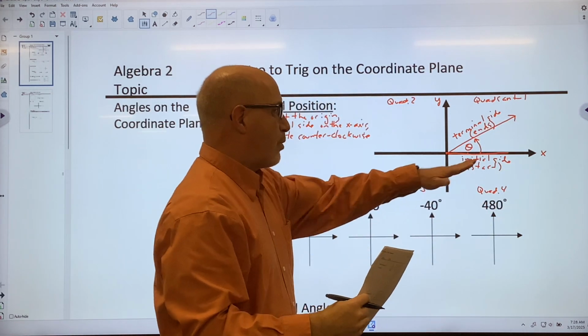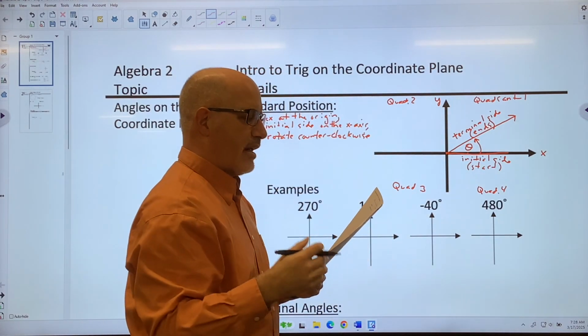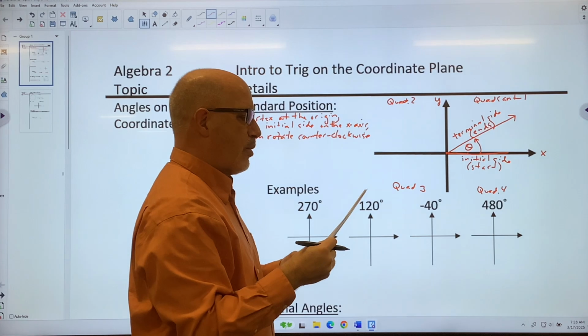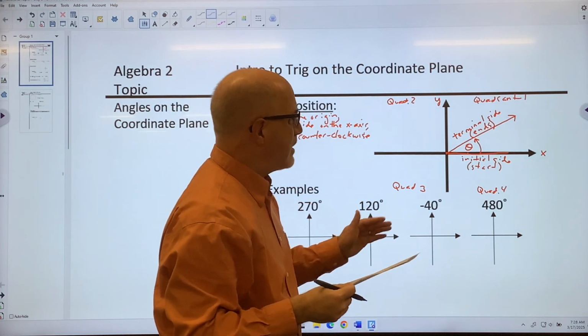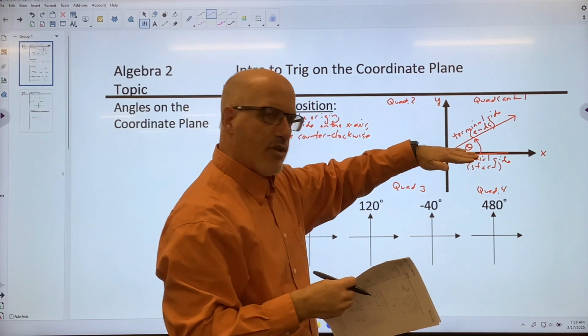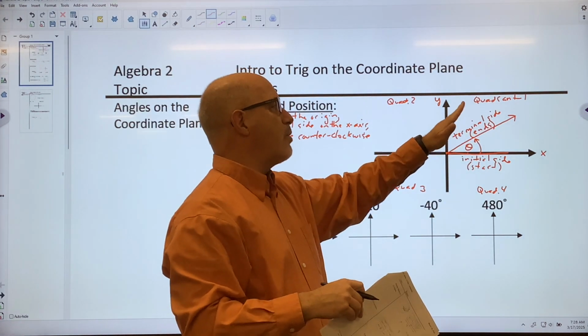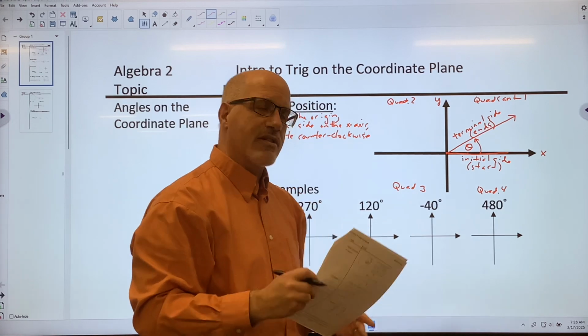So it rotates around. Now it could end in any of the quadrants. It could keep rotating around. We want to make sure though that as we rotate it, you go counterclockwise. Instead of the direction a clock goes, you want to go into the first quadrant, then the second, then the third, etc.